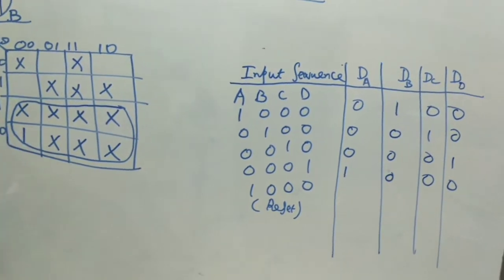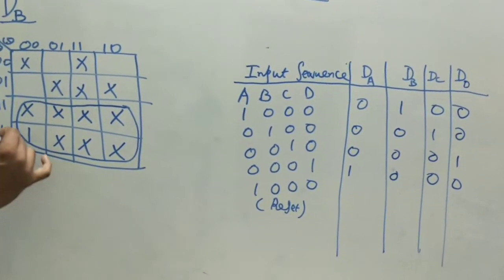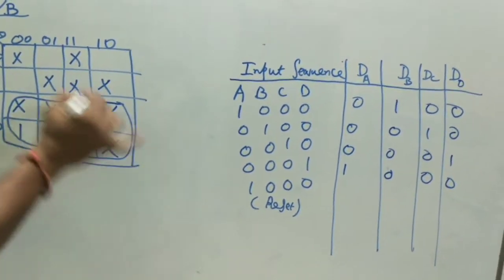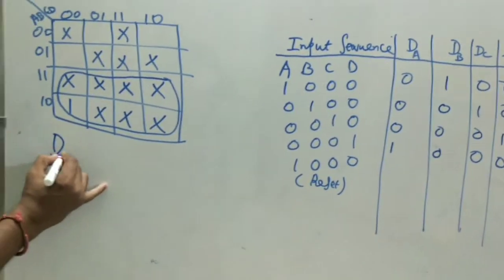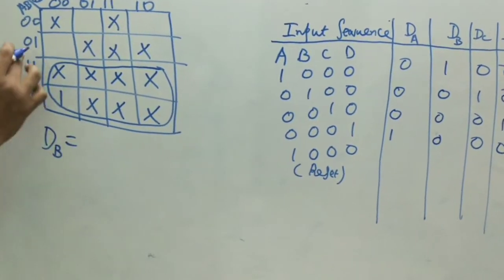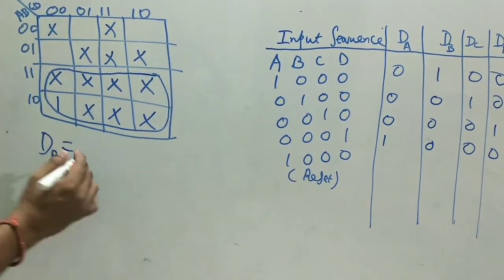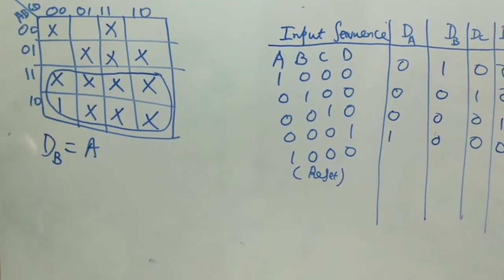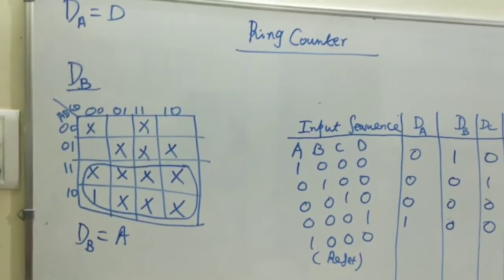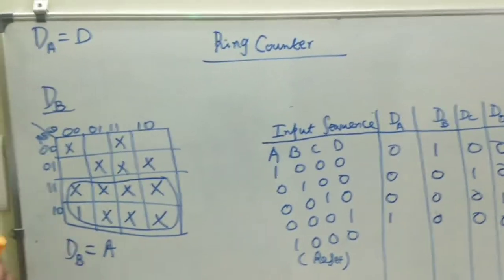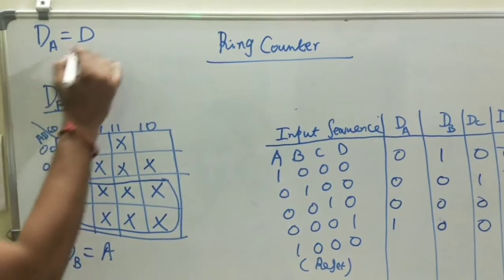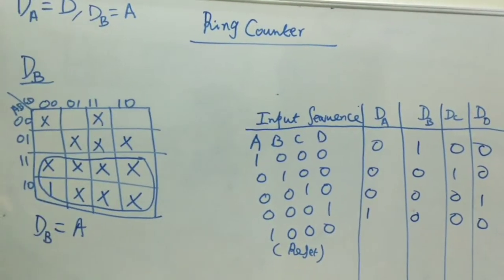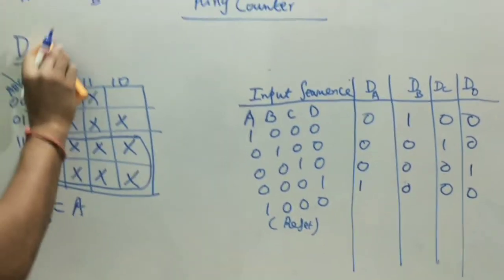Okay. So once again, this time CD won't be coming. We have to see what is the common bit. 1 corresponds to A. Is it clear? This is the value of DB. DB is A. Now we need to find the value of DC.